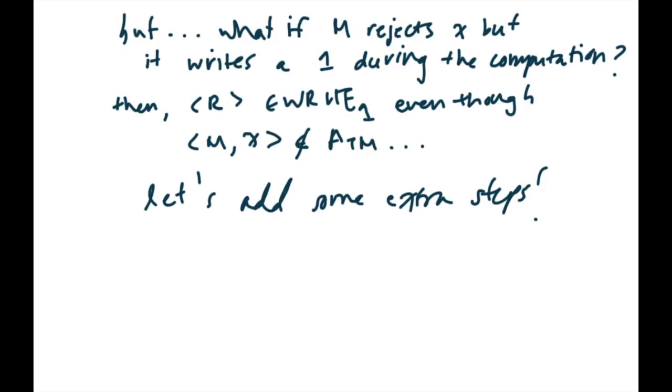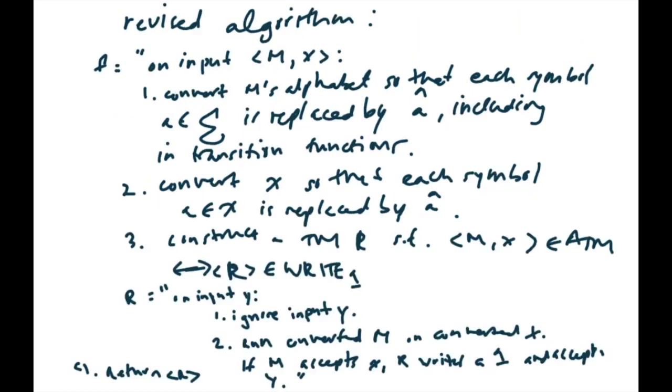So if M had written a 1 during the computation, then our TM R would be in Write1, even though ⟨M, X⟩ was not in ATM. So this wouldn't be a good reduction, so we need to add some extra steps.